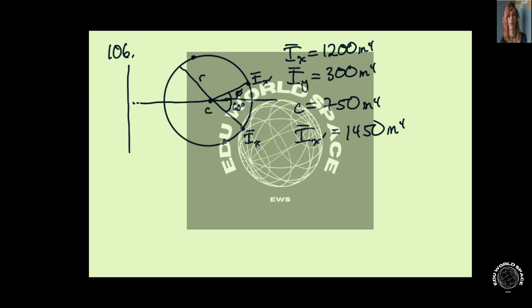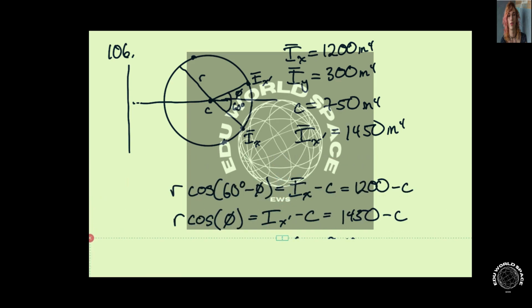So what we need to do is just use some geometry here. Whatever this is, the radius, so this radius here, this is a total of 60 degrees, and I've called this phi here. So the radius times cosine of 60 minus phi, that angle, must be equal to I bar x minus c, that distance. And so we have this equation.